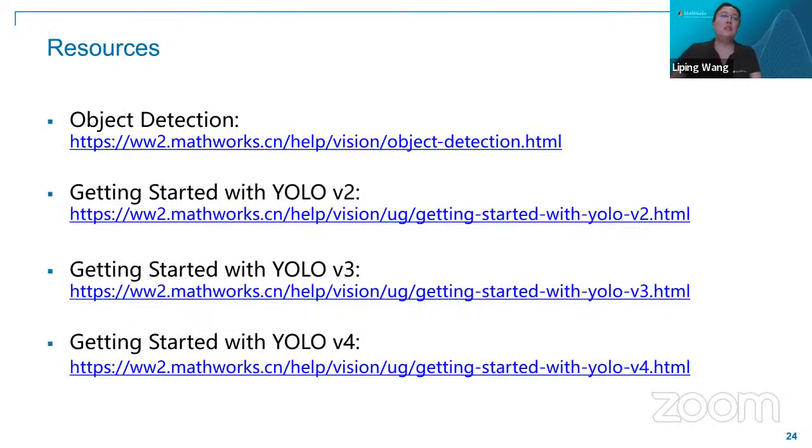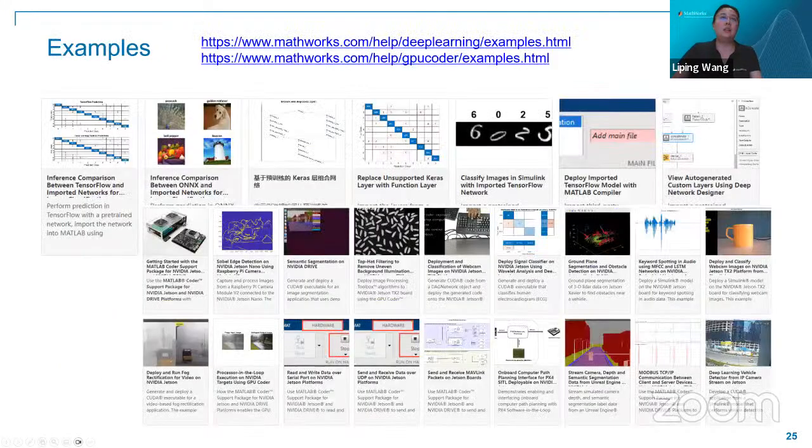You can find more information about how to do object detection in MATLAB using this link. And MATLAB not only supports YOLO v2, but YOLO v3 and YOLO v4 are also supported. You can find more information about this by clicking these links. And also you can find more deep learning examples and code generation examples on this web page.